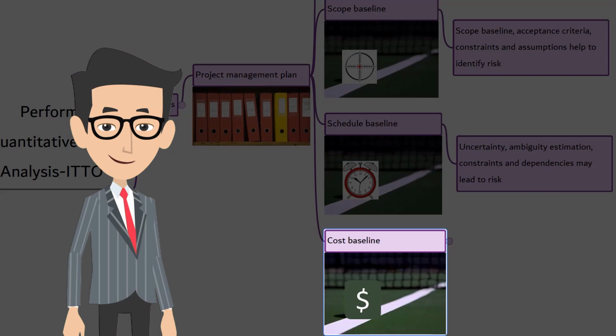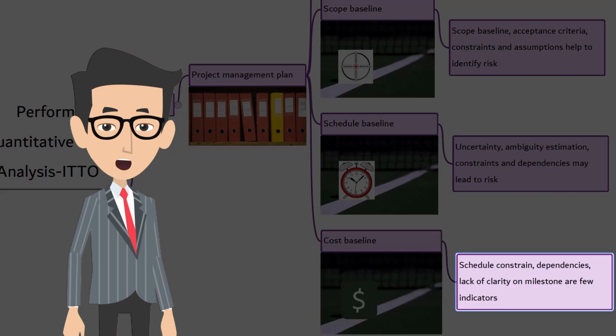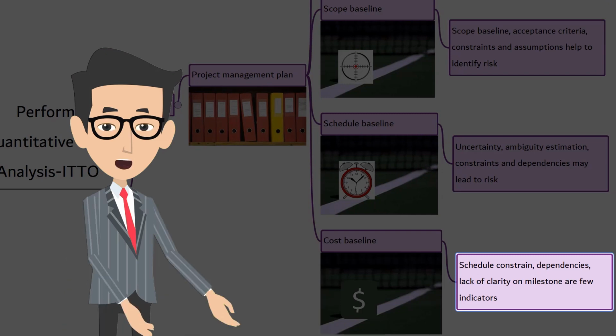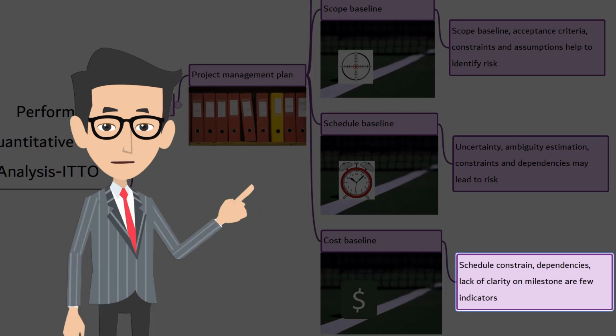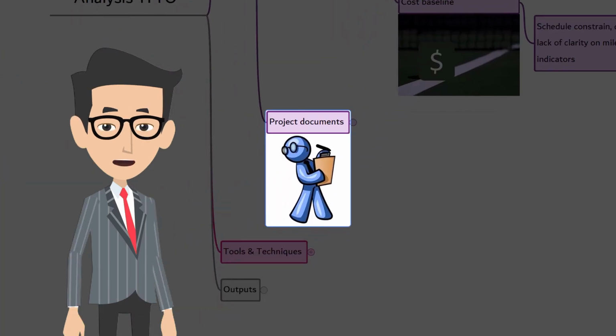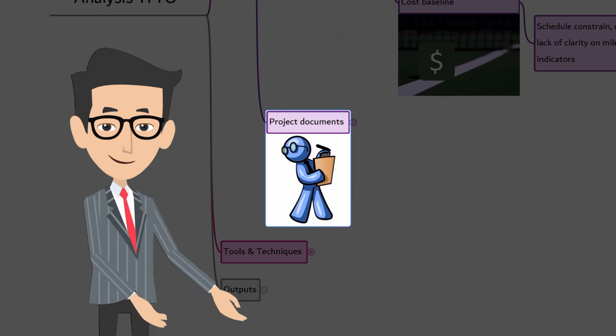Cost baseline. The cost baseline describes the starting point from which the effect of individual project risks and other sources of uncertainty can be evaluated. The next one is project documents. There are 10 in it.